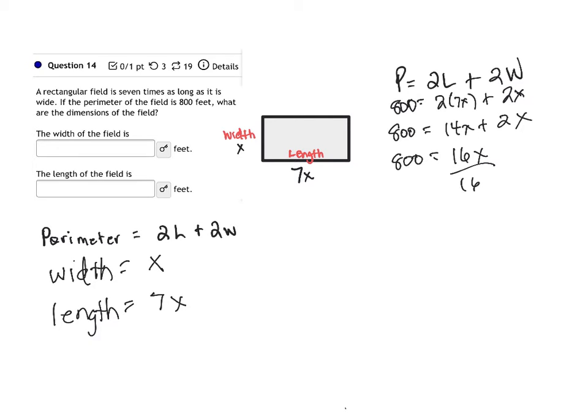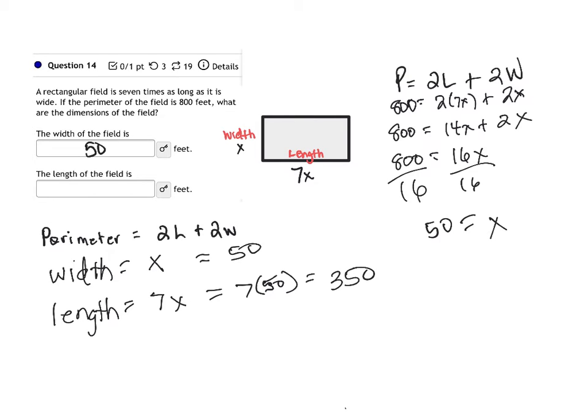Divide both sides by 16. So x will equal 50. x is the width, so this is going to be 50. This is the width. And then the length will be 7 times 50, which will give us 350. So the length is 350. Again, the longest side is the length. And if we add those together, 350 and 50 is 400, and we have 2 of them, so that would be 800.